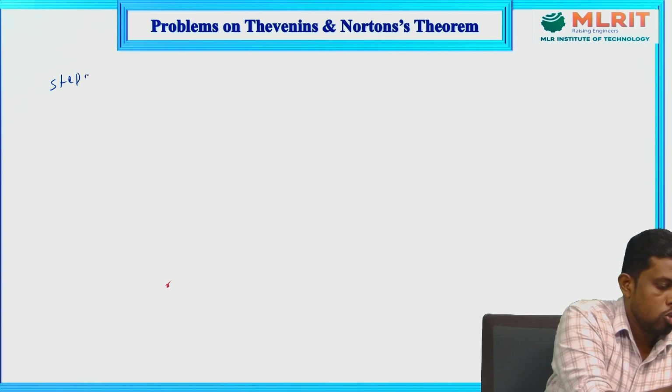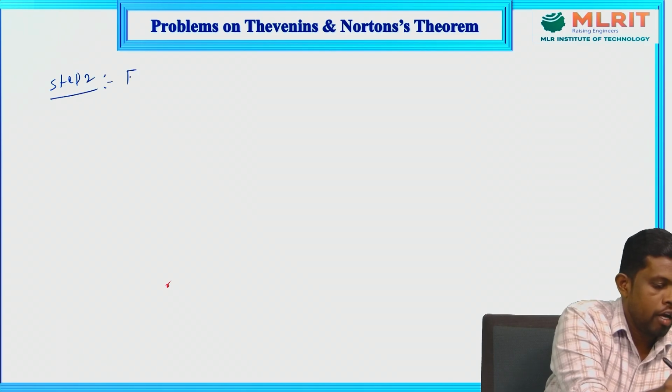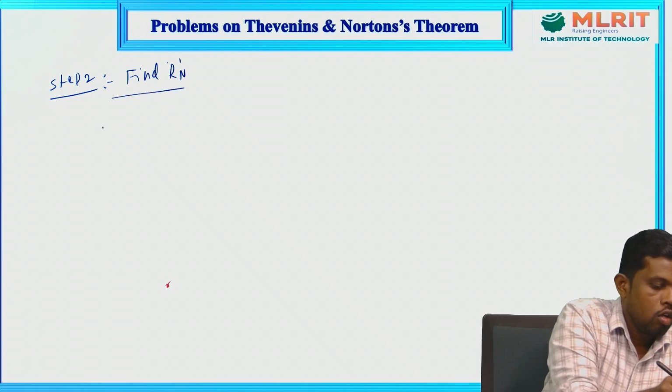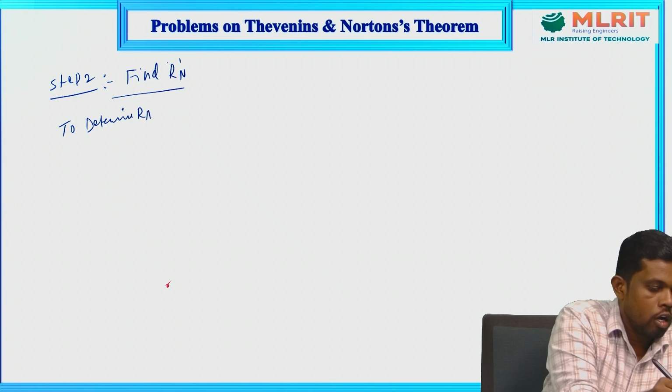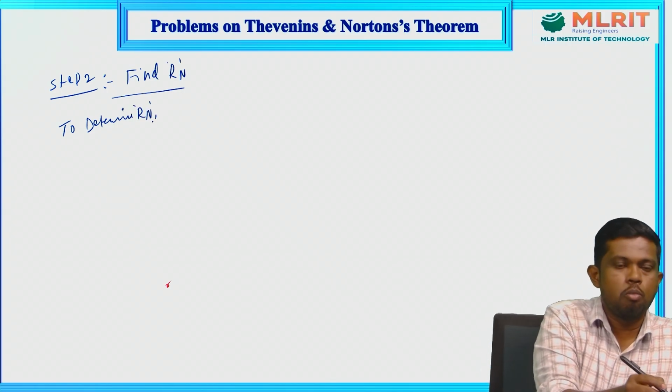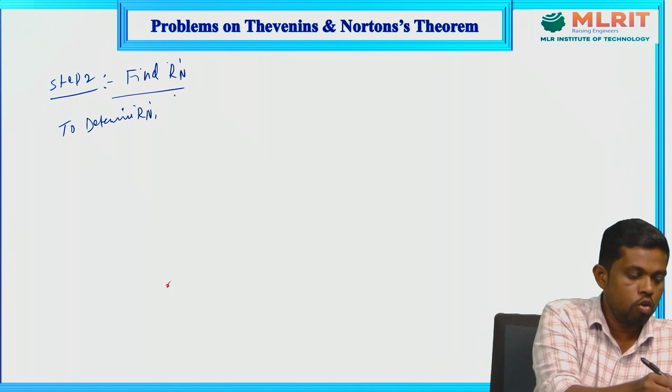That is, find the R Norton. To determine the R Norton, whatever procedure we have followed for the Thevenin resistance, the same procedure we need to follow to get the RN value.